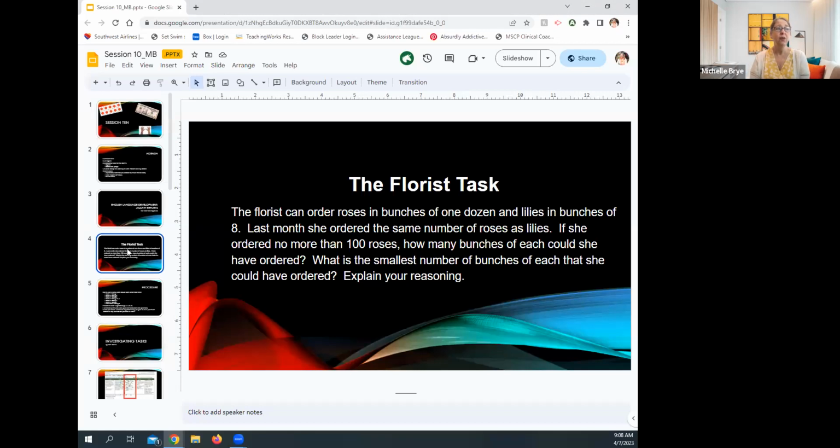The florist can order roses in bunches of 1 dozen and lilies in bunches of 8. Last month, she ordered the same number of roses as lilies. If she ordered no more than 100 roses, how many bunches of each could she have ordered? What is the smallest number of bunches of each that she could have ordered? Explain your reasoning.